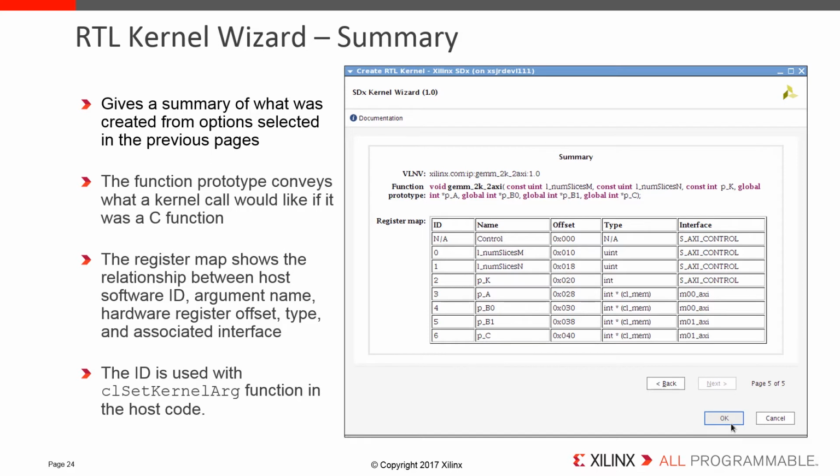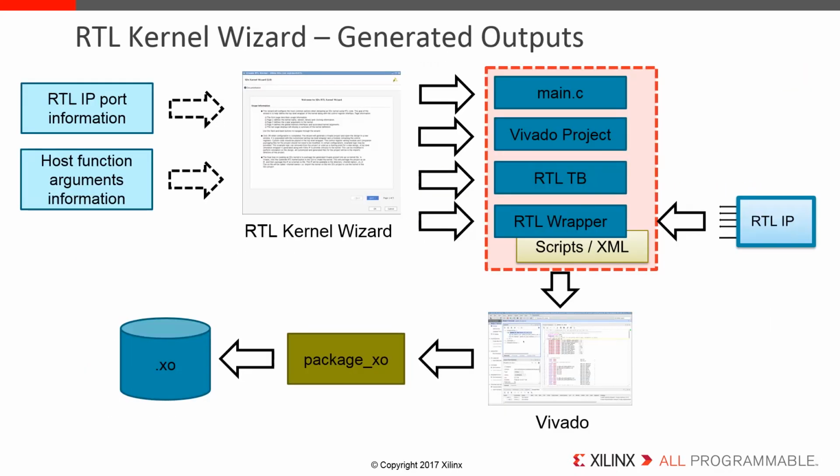Once we verify the correctness of the information in the summary page, we'll go ahead and click OK. This will bring up a Vivado project with all of the generated output files. Now let's look at the outputs generated by the RTL Kernel Wizard. So the outputs include the RTL Kernel Wrapper with an example kernel, RTL Testbench, Vivado project, and a sample main.c host code.